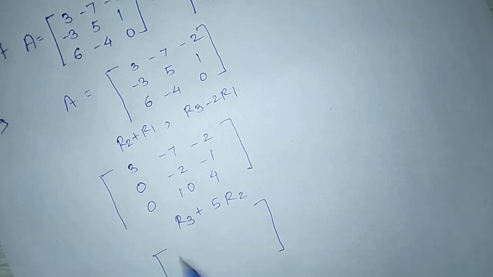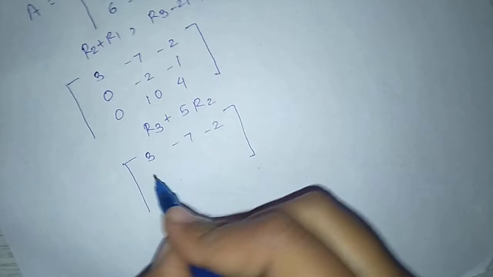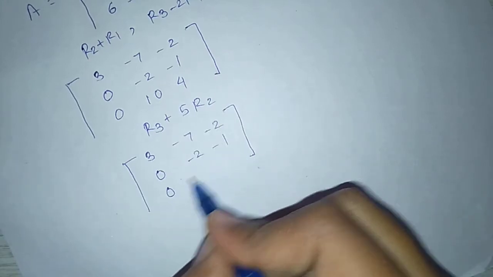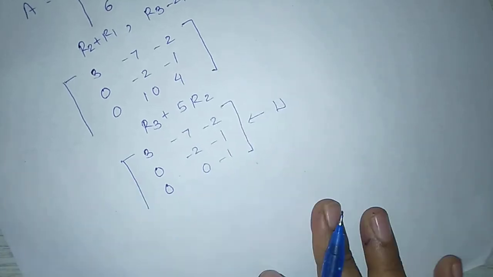The first two rows are as they are: 3, -7, -2, and second row 0, -2, -1, and the third row becomes 0, 0, -1. This is your capital U, the upper triangular matrix.